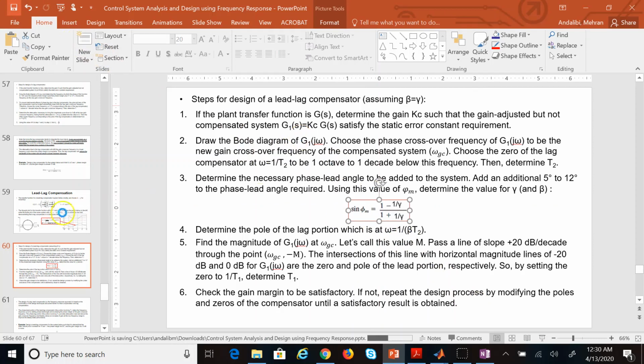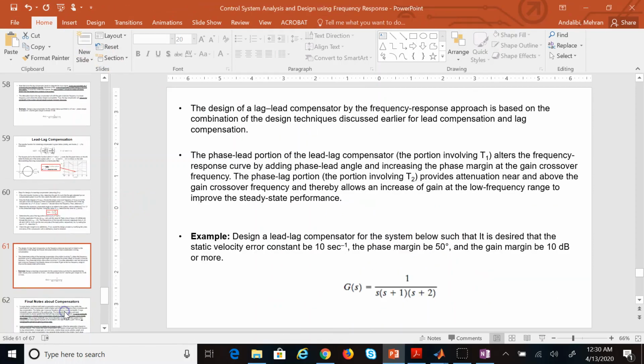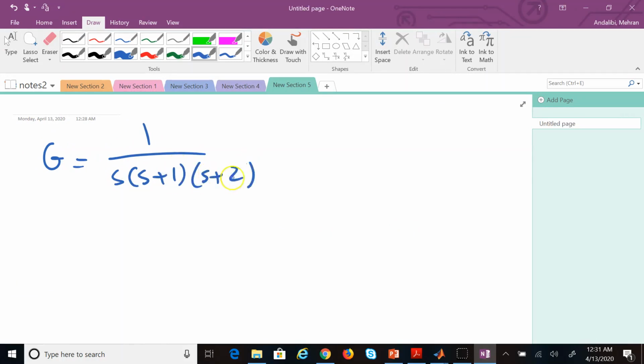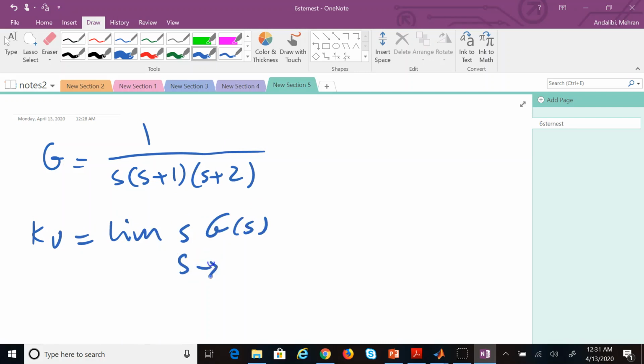So first thing is, for the example that we are going to solve, G is 1 over s times s plus 1 times s plus 2. And we need Kv of 10, phase margin of 50, and gain margin of 10 decibels. So if we look at this system, G is equal to 1 over s times s plus 1 times s plus 2. And Kv is the limit of sG(s) as s goes to 0, which in this case you see is 1/2.